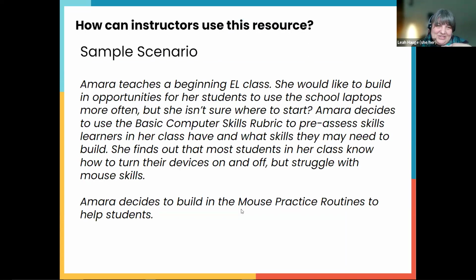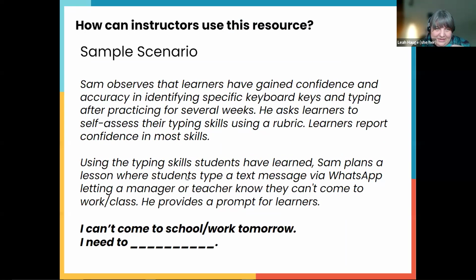On the next slide, this is just, I think I kind of already talked about this. Maybe I'll use the other sample scenario today, which is on the next slide. This is just another example of how you could use it.